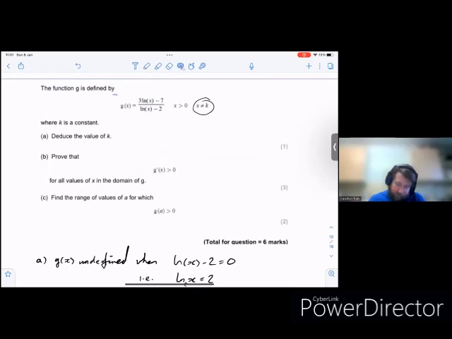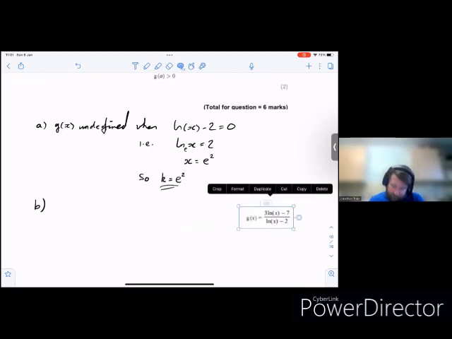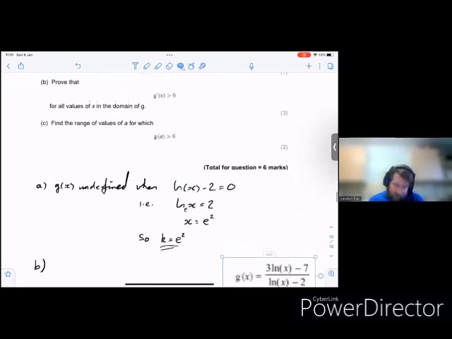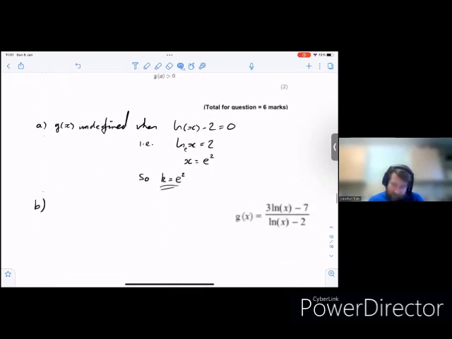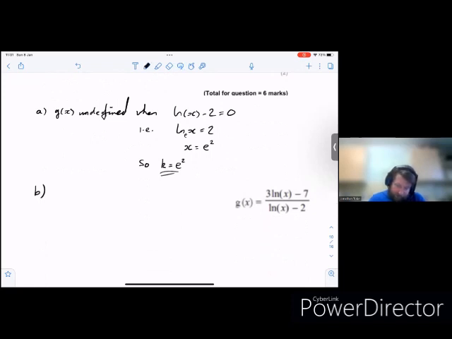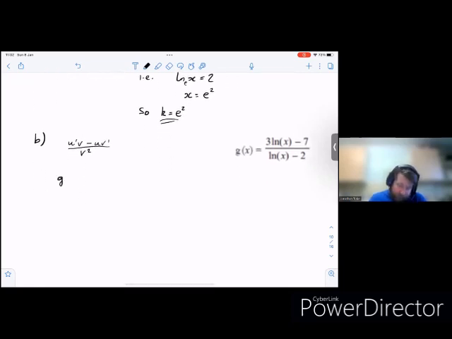Part B. Let's grab the definition. Just bring it down here. So what we're trying to show, we just want to prove that g dash of x is positive for all values of x. So first we need to find g dash of x. So this is a quotient, so we're going to use u dash v minus uv dash all over v squared. So g dash of x.